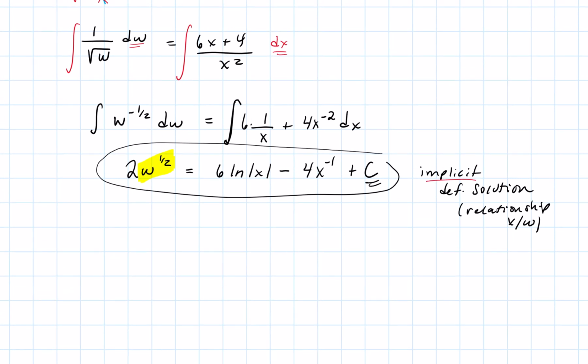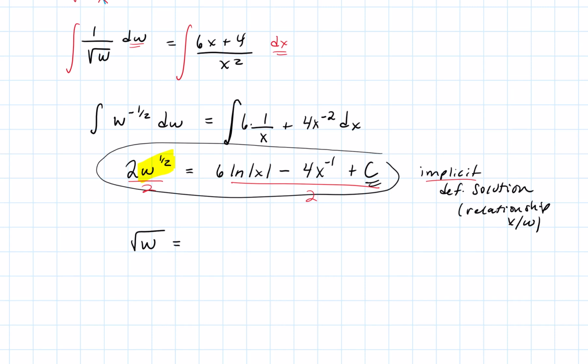So we've got our implicit solution. It's an implicitly defined solution, but let's go ahead and get an explicit solution. I'm looking at this and thinking, okay, if I want to solve for w, I'm going to divide both sides by 2 to start. And then I've got w to the 1/2, which is the square root of w.